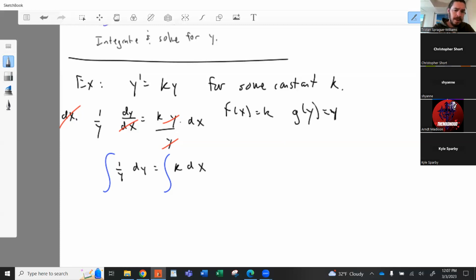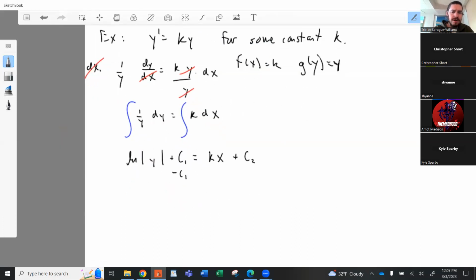You integrate 1 over y, and we get the natural log of the absolute value of y, plus some constant, call it c1. You integrate k with respect to x, and you get kx, plus some other constant, call it c2. We can subtract constants over, canceling out this one, and we basically just have kx plus some other constant. It's going to be c2 minus c1, but both of them could have been anything, right? So when you integrate both sides of an equation, you really only need to put a plus constant on one side or the other, because whichever side you put it on, you could just gather all the constants on one side, and it's still an arbitrary constant over there.